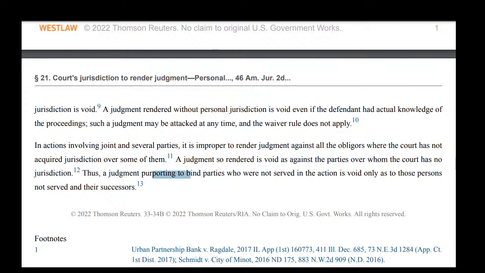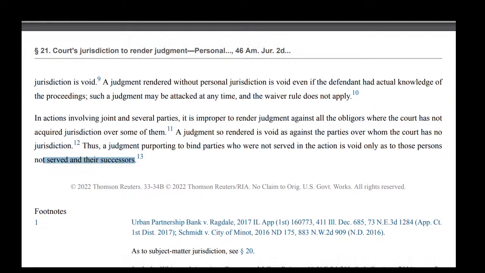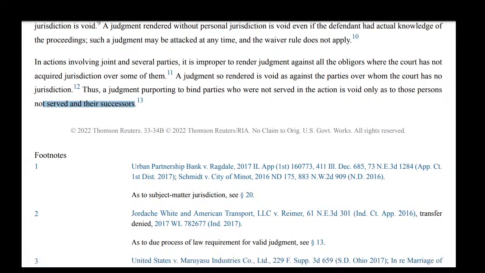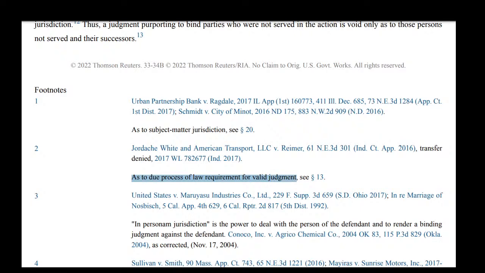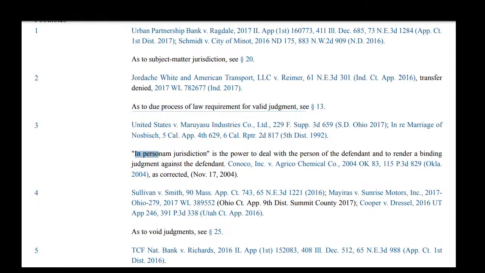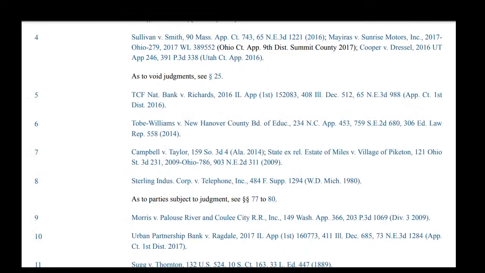Thus, a judgment purporting to bind parties who were not served in the action is void only to those persons not served and their successors. So if you get roped into it, tough luck. All right, due process requirement for valid judgment, we saw that. In personam jurisdiction is the power to deal with the person of the defendant and to render the binding. So this is Kanoko, and looks like Oklahoma, yep, 2004.